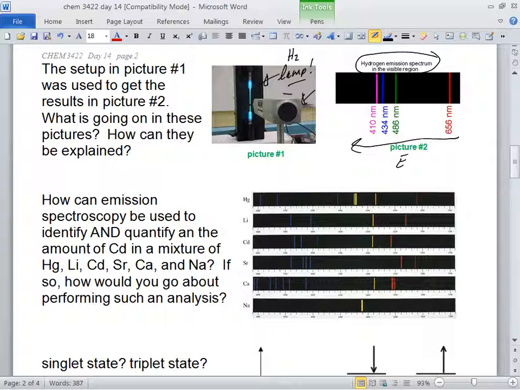Melissa, what do you think? How can emission spectroscopy be used to identify and quantify an amount of cadmium in a mixture of mercury, lithium, cadmium, strontium, calcium, and sodium? Now, there's a hint over here. And if so, how would you go about performing the analysis? See, here's mercury, lithium, cadmium, strontium, calcium, sodium. And you want to find cadmium.